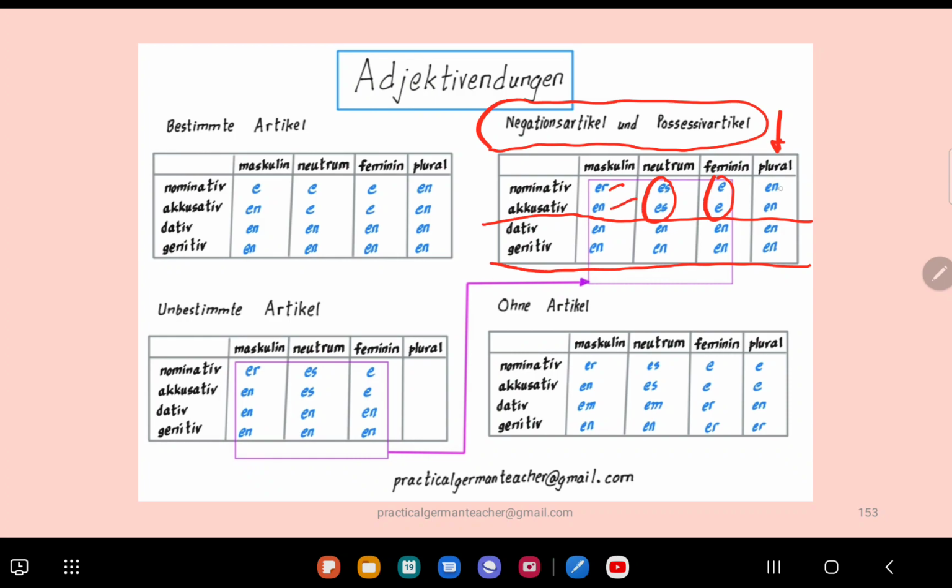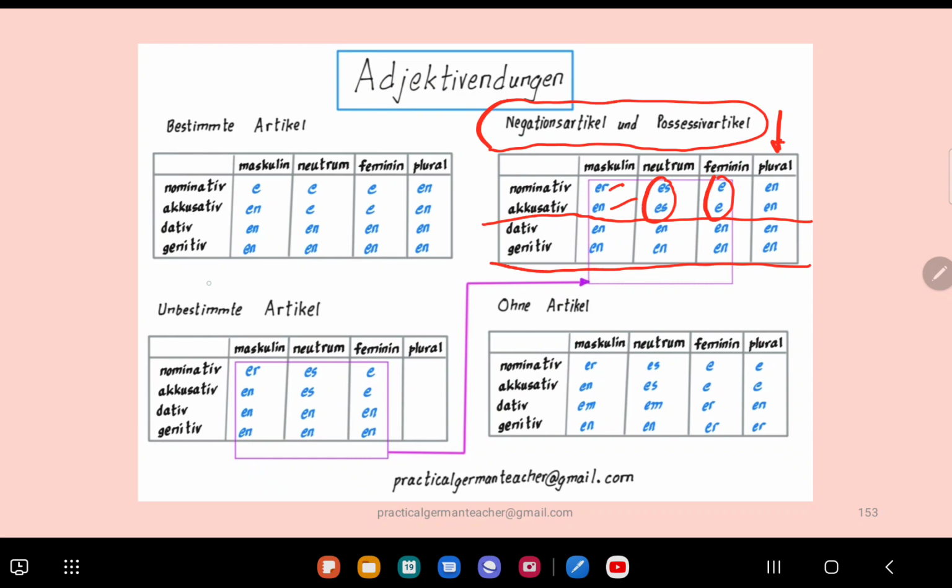To draw this table, when I say draw, I don't mean draw it on a piece of paper or on a tablet. I mean visualize it. You draw 4 columns and 4 rows, and the last row will be for genitive, the third last for dative. So dative, genitive, en, plural en, feminine e, neutrum s, masculine, careful, nominative is er, accusative is en.